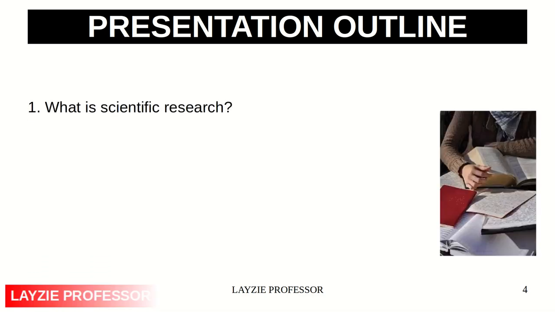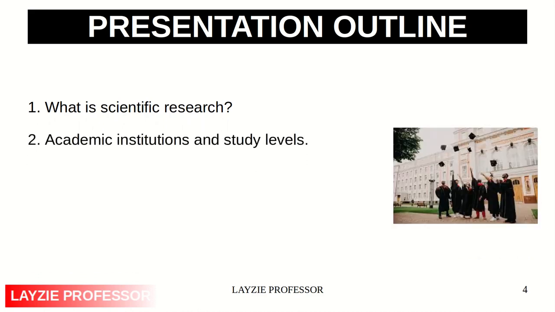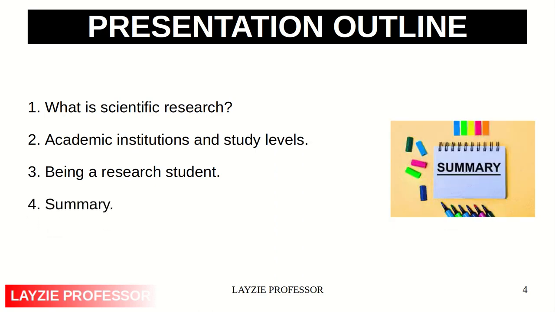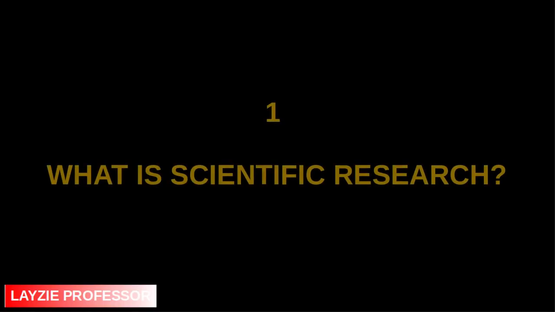First, I'm going to talk about what scientific research actually is. Then I'm going to talk about academic institutions and the various study levels that actually require scientific research. Then I'll also talk about being a research student. Then I'll summarize the whole presentation. Then I'll bring the presentation to an end. So let's get started.